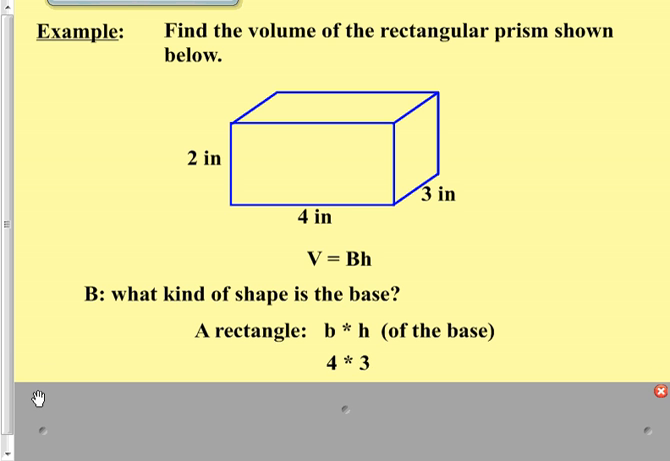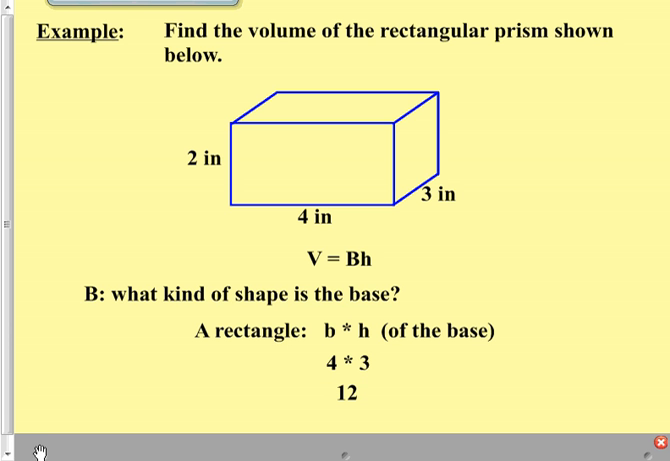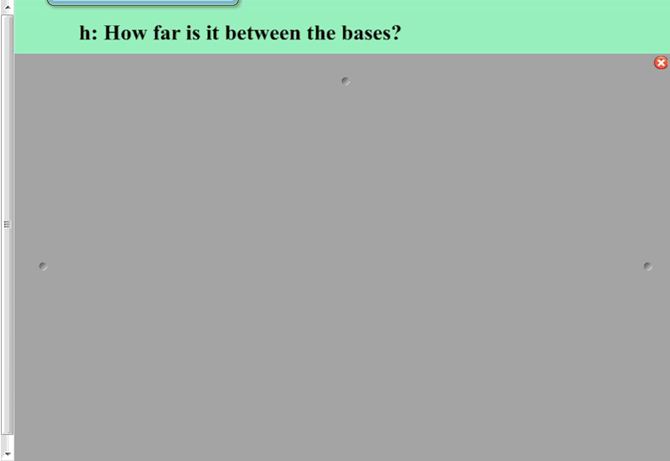So in this case, I'm going to say that my bases are the top and the bottom for the rectangular prism, and the measurements of the rectangle on the top and the bottom are 4 and 3. So of course 4 by 3 is 12. Okay, so there is big B. Now let's get little h.